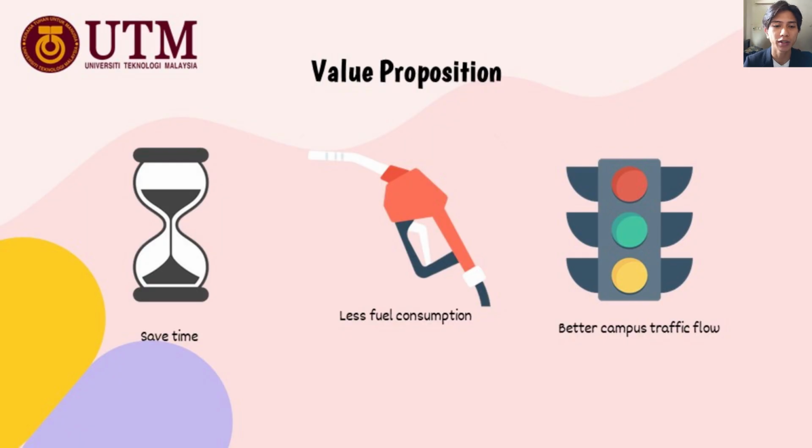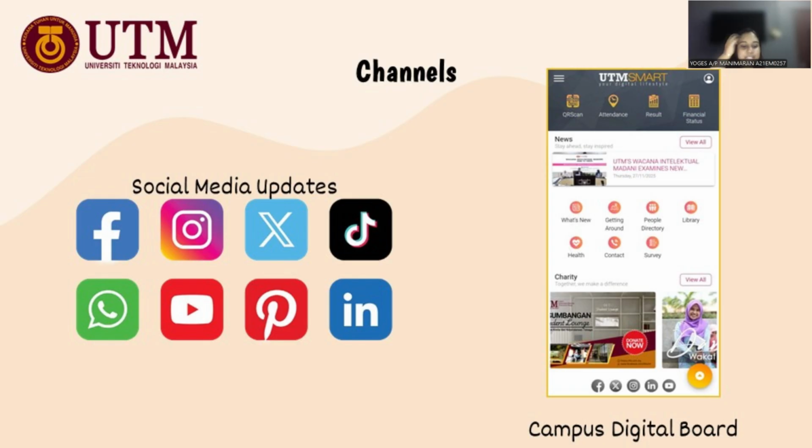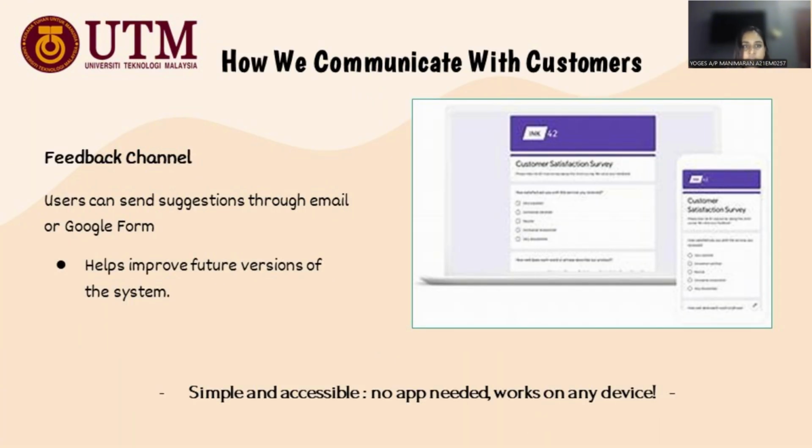The value proposition is to save time, use less fuel, and improve campus traffic flow. Our customer segment includes students, lecturers, staff and visitors. Here are the main channels that we are going to use to reach our users: a digital bot, which is UTM Smart. We will communicate with our customers by using a feedback channel.